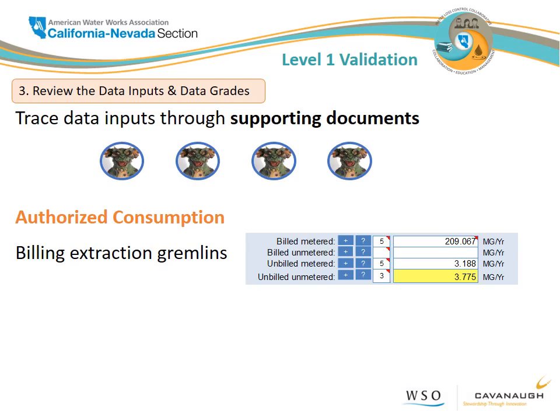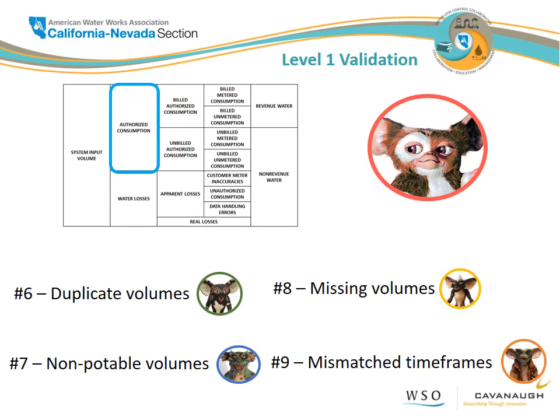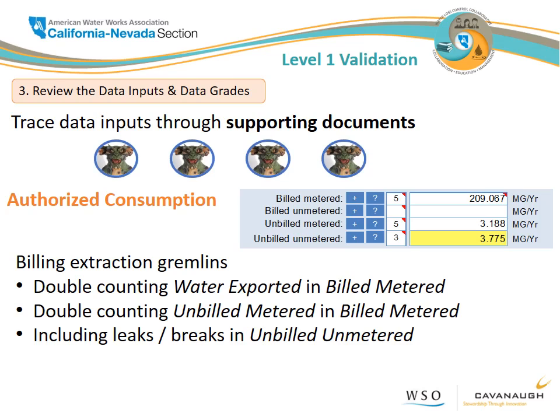On the authorized consumption, we have the billing volumes. We touched on these warming up this morning. Remember, these were duplication of volumes, missing volumes, non-potable volumes, and mismatched time frames. Well, how do you look for those when you're assessing this particular input in the water audit? One of those ways is by taking a close look at the summary by month by rate code, and make sure that when we see those rate codes, we have a good affirmation that only potable water volumes are included and only charged volumes are included.